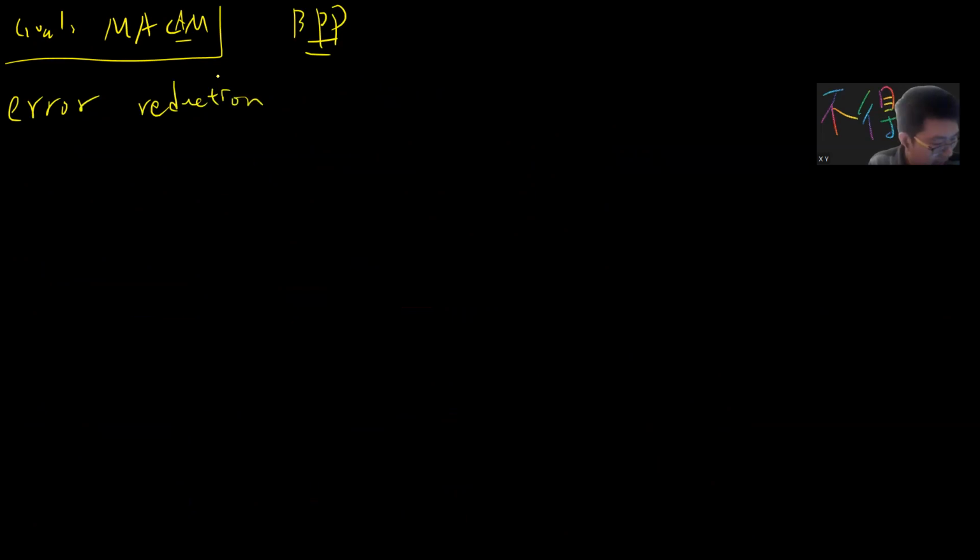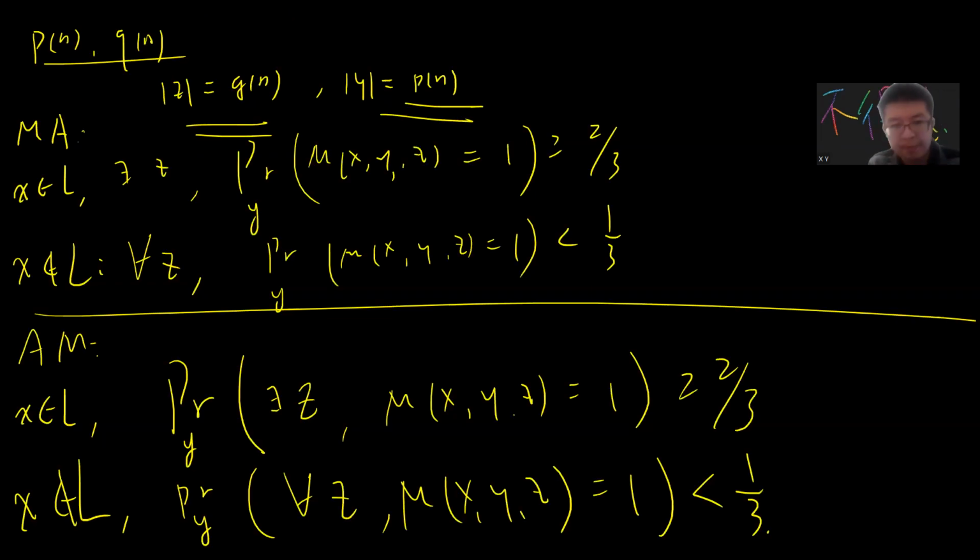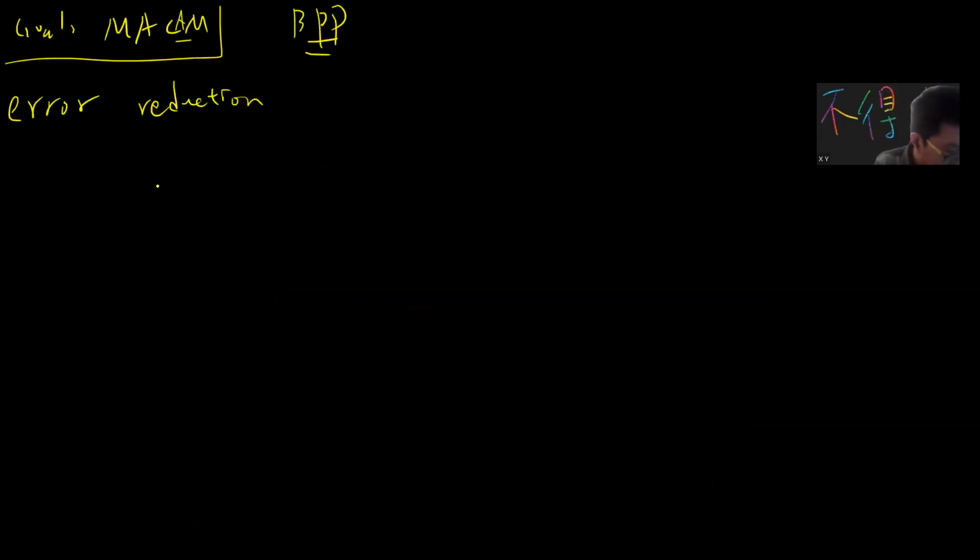In order to prove this, the idea is just the same as for BPP. You just use error reduction; basically you try to reduce the error. The idea is very simple: Merlin gives Arthur a message, and then Arthur can repeat the algorithm many times.